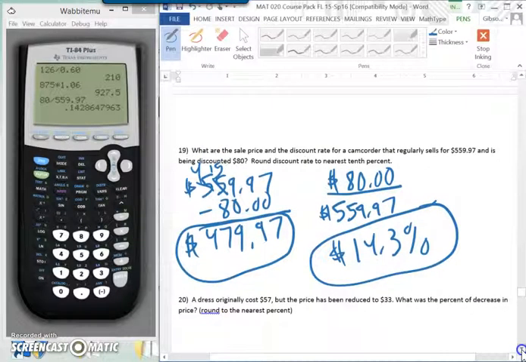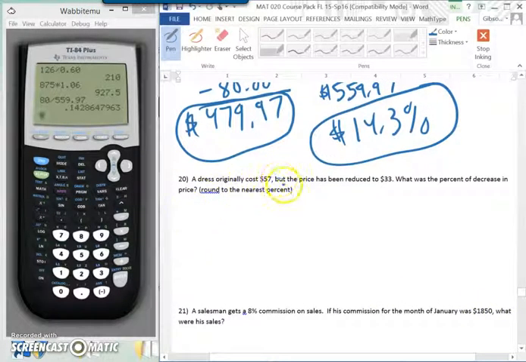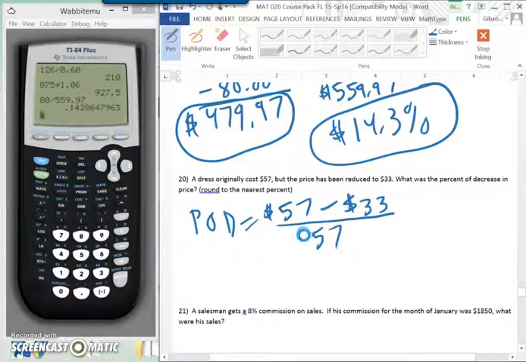Okay, problem 20. A dress originally cost $57, but the price has been reduced to $33. What was the percent decrease in the price? So now, this is what we do. The percent decrease. We'll take the larger value minus the smaller value divided by the original value. Because remember, percent decrease is never negative. So 57 minus 33 will give us 24.